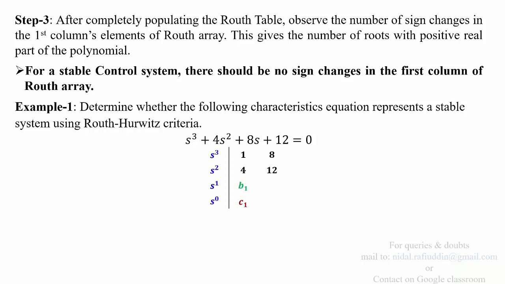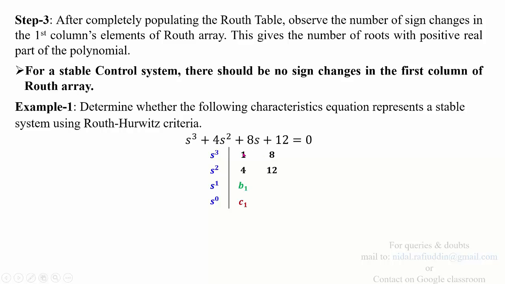So we start with s cube because 3 is the highest power that we observe in the equation. So we have on the left side of left column of this table as s cube, s square, s1 up till s0. And then we are going to use the coefficients which are associated with this equation, starting from 1 associated with s cube. So we have 1 placed here, then we have 4 which is placed here, then we have 8 placed here, 12 located here.